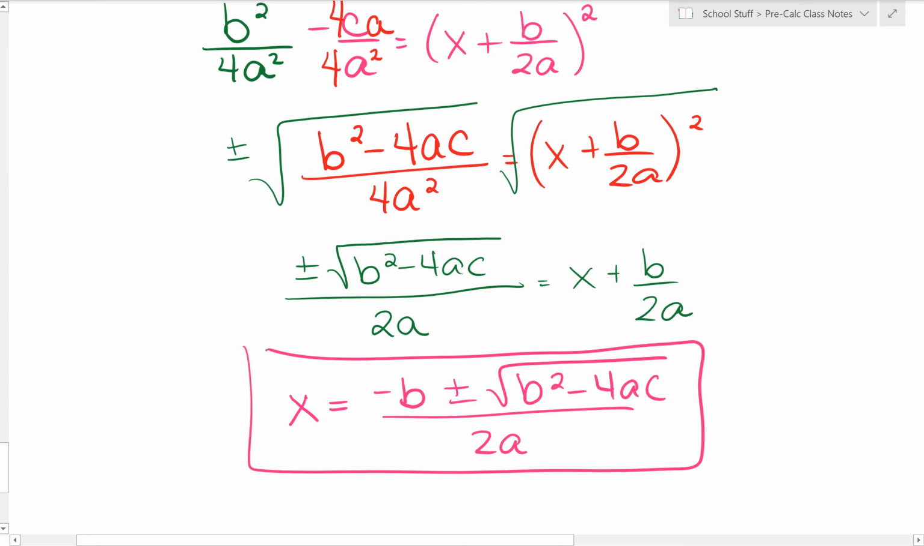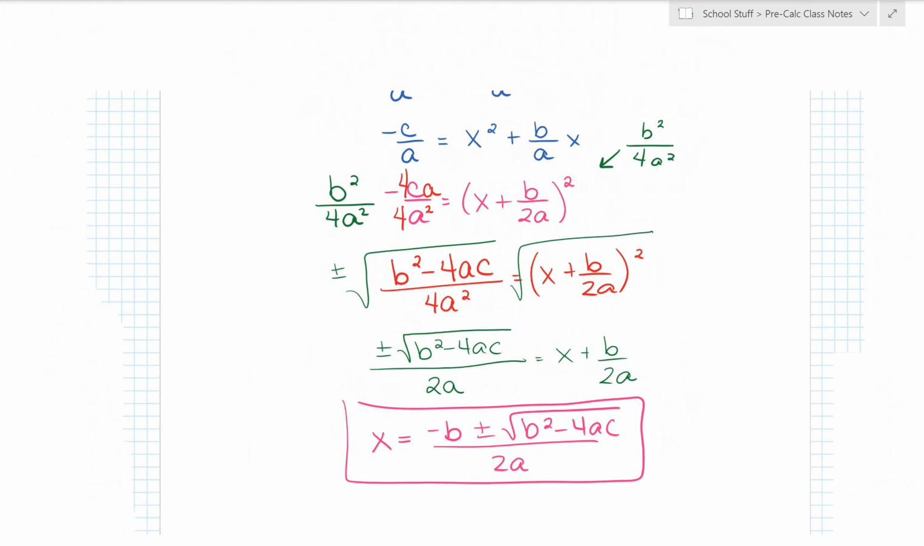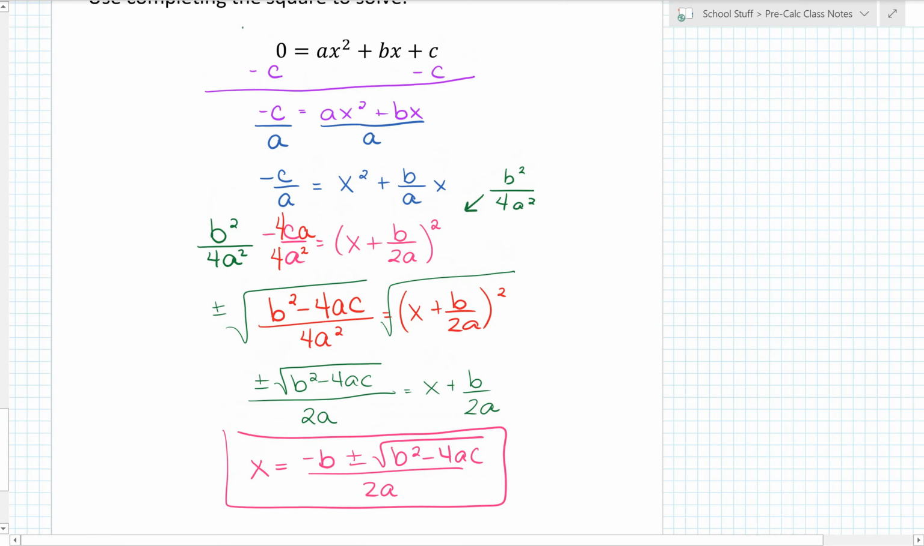Now we have the quadratic formula. So it just so happens your quadratic formula comes from solving by completing the square. No, you're not going to have to do that. I just think it's cool and wanted to share it with you.